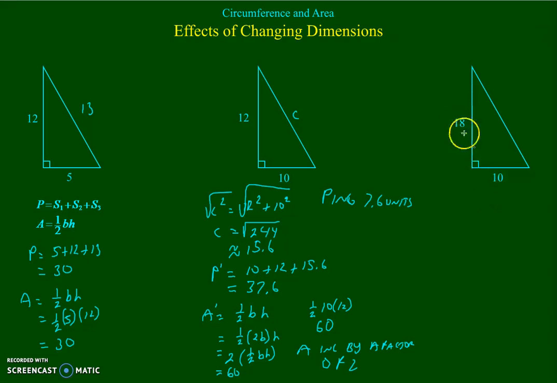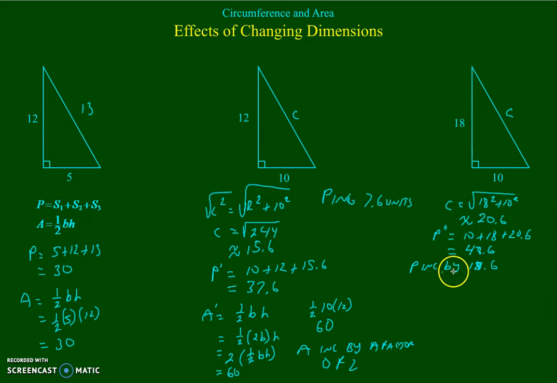And now let's look at what happens when we change both pieces. So here, for our new perimeter, we're going to have to find our hypotenuse. So this C is going to be the square root of 18 squared plus 10 squared, which is going to be approximately 20.6. So our new perimeter, we'll call that P double prime, is 10 plus 18 plus 20.6, which is 48.6. And we would say perimeter increased by 18.6 units.